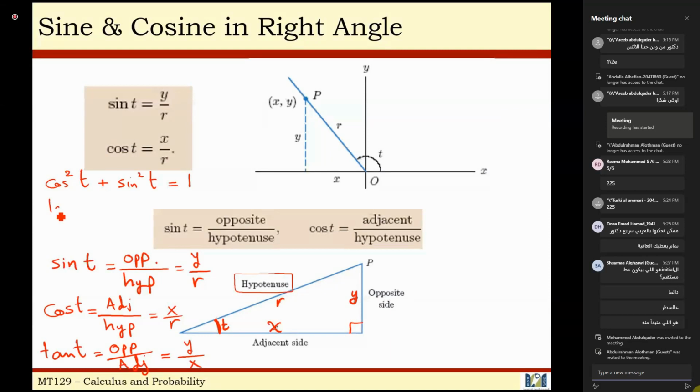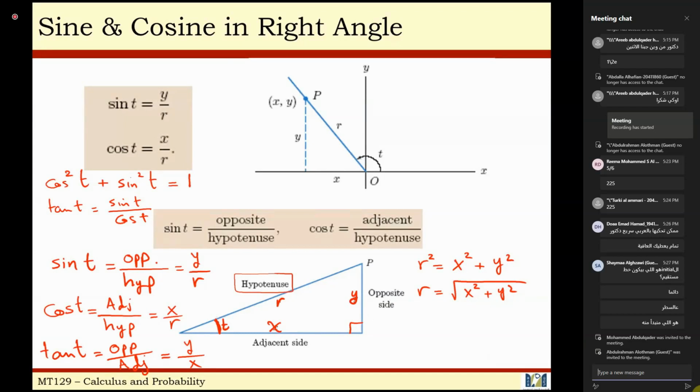The tan also, we can find the tan by sine over cosine. If we have the value of sine and the value of cosine, we can find the tan by sine over cosine. What's the relation between r and y and x? By Pythagoras, r square equals x square plus y square. So if we are given x and y, we can find r by taking the radical of x square plus y square.